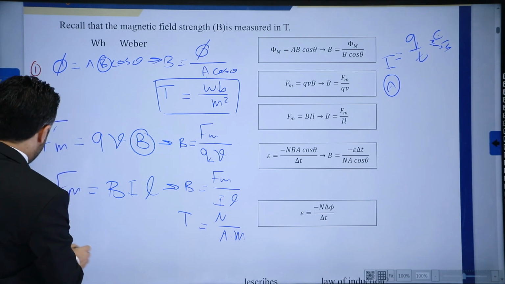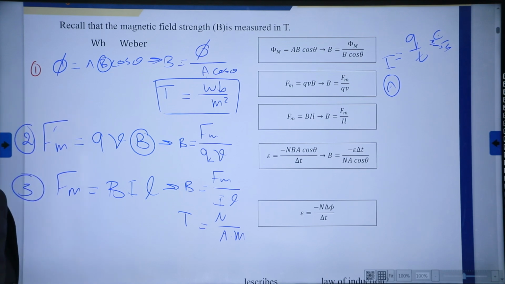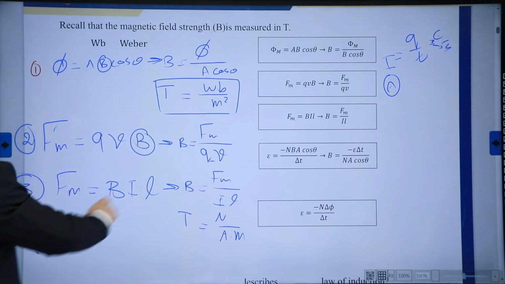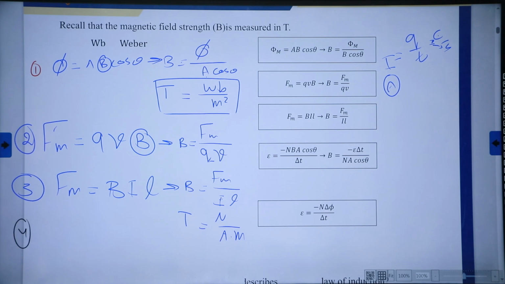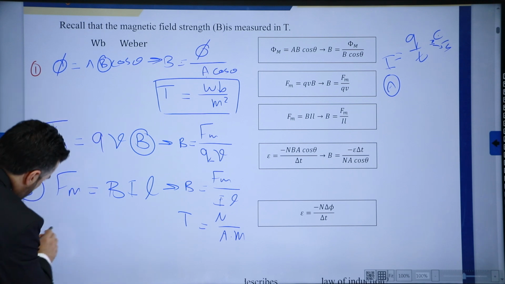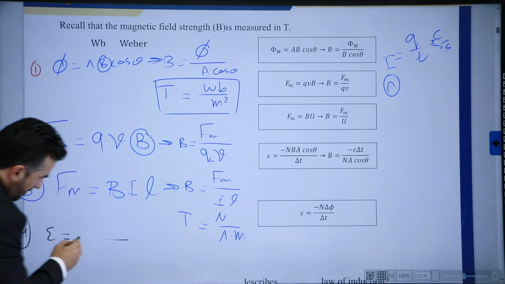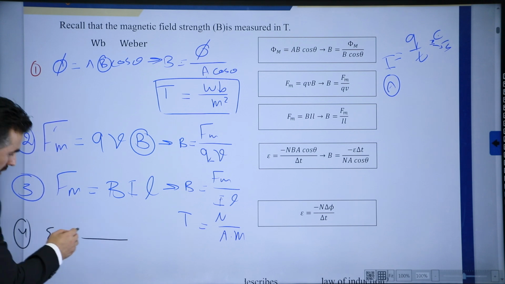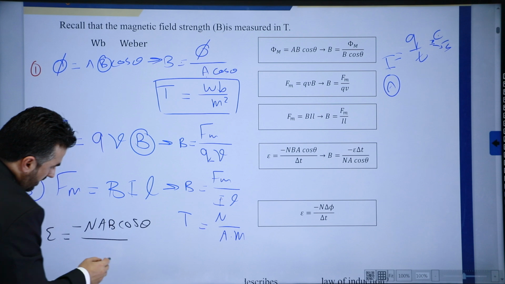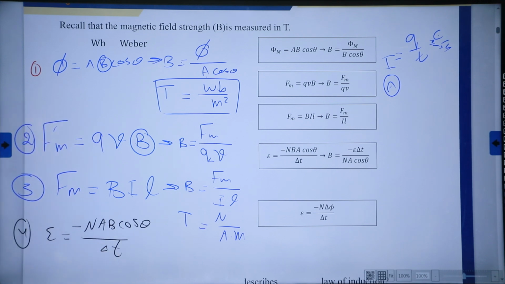So the fourth way we can say, okay, let's perhaps use this one. These are, by the way, all of them chapter 5, yeah? Now we're dealing with chapter 6. So, of course, we can say the electromotive force that is induced is basically equal to negative NAB cosine theta, all right, divided by delta time here.